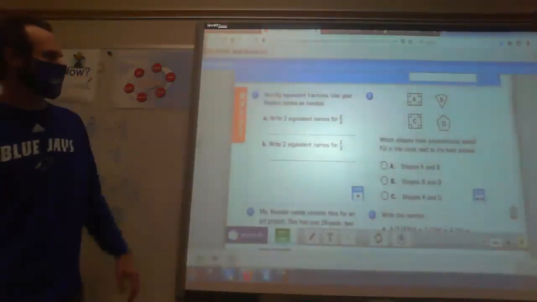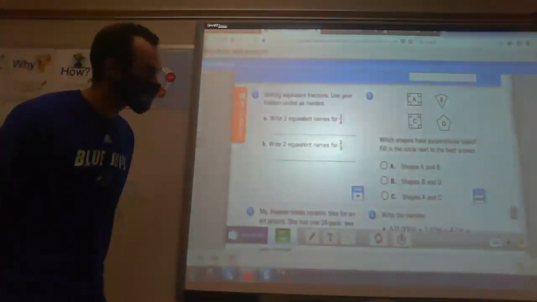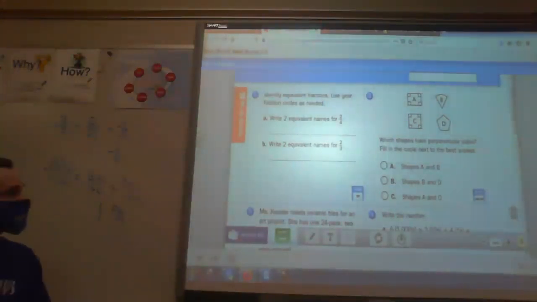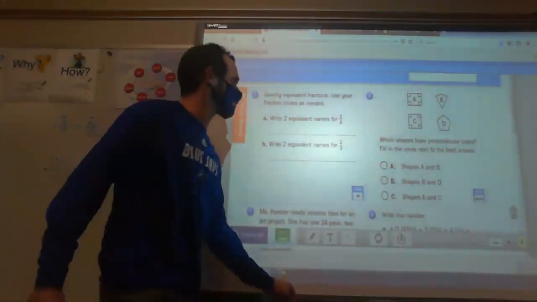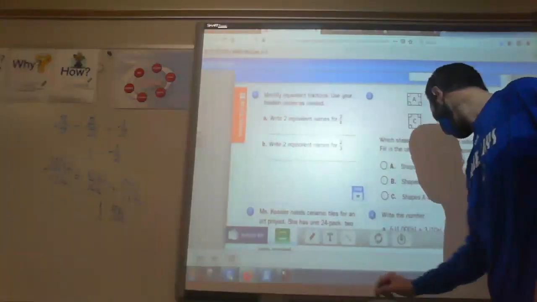Okay, finding equivalent fractions. So they want 2 names for 2/4. Here's what they want you to do. I'm going to show you the easiest way that I know how. Sometimes you can split them in half. Like if you look at 2/4, I can split them both in half. But generally what you probably need to do is this. Bigger, I guess.